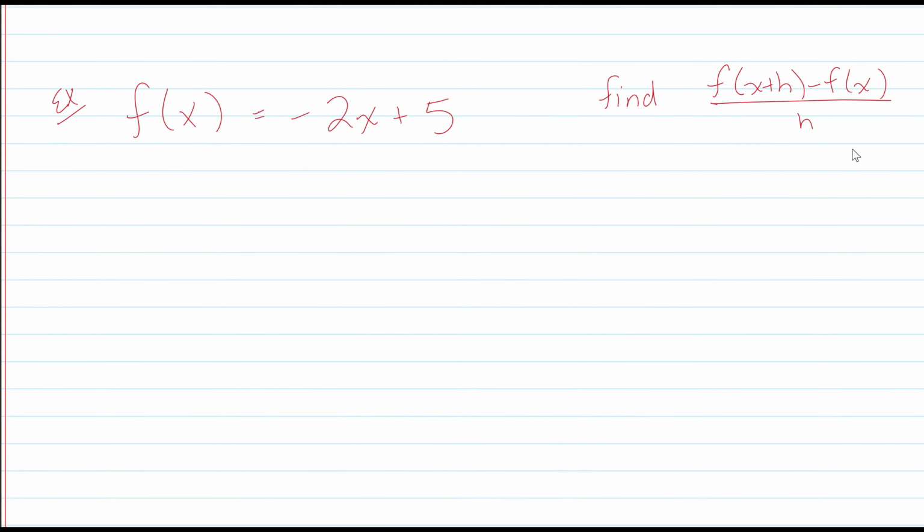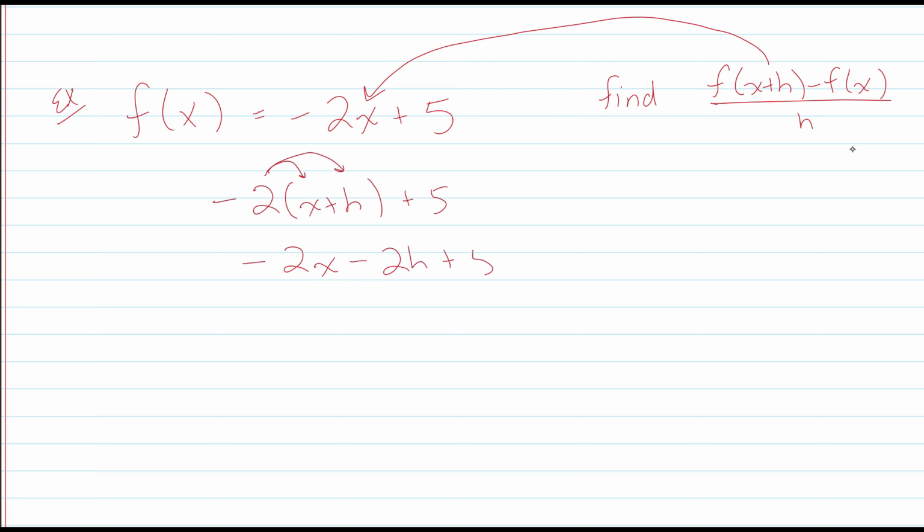Let's step into another example. So we have f of x equals negative 2x plus 5. All right, and applying the difference quotient first, the first step is to find f of x plus h. So this means just to go ahead and plug in the x plus h in everywhere we see an x. So we have negative 2 times x plus h plus 5. So we need to go ahead and distribute. That gives us negative 2x, negative 2h plus 5.